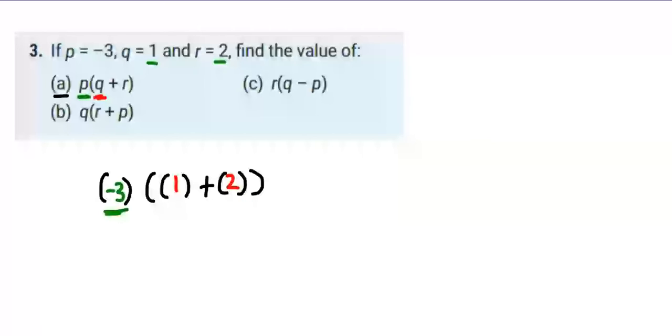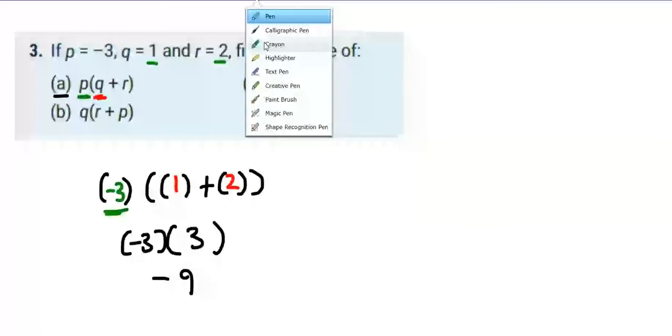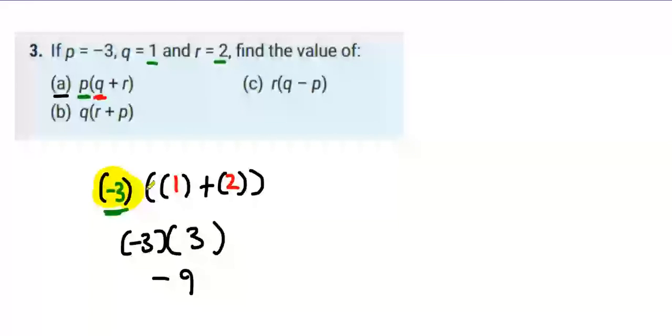The R is 2. Now, if you want to do it without a calculator, 1 plus 2 is 3. And -3 times 3? -9. For those of you at home, you have to show at least these 2 steps. I generally do 3 steps. I don't use the calculator a lot of the time, but that's what you would use.